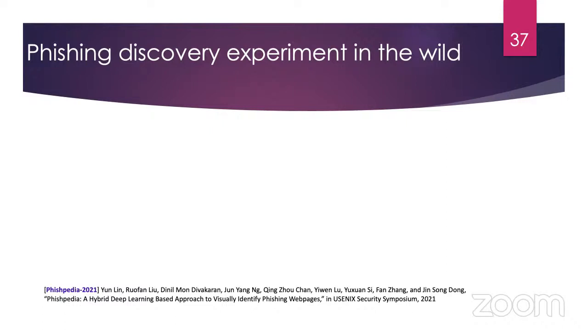So CertStream is an API for the certificate transparency log, which basically gives you the new certificates that have been registered, or new domains that have been registered. And with this, you get a feed of the new websites that are coming up.